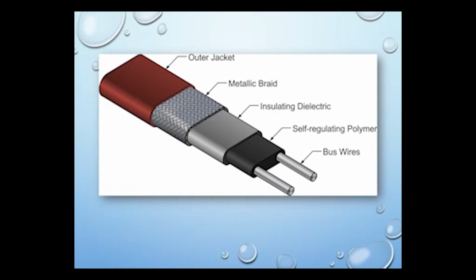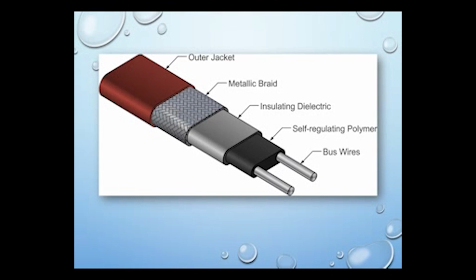This self-regulating polymer core will create parallel resistive paths. In cold weather, it'll create more parallel paths, which will increase the current, and in warm weather, it creates less paths, which will decrease the current. This can be cut and terminated in the field and has a maximum watt per meter reading.